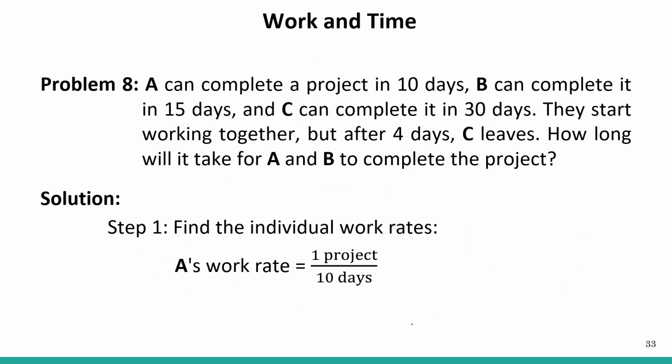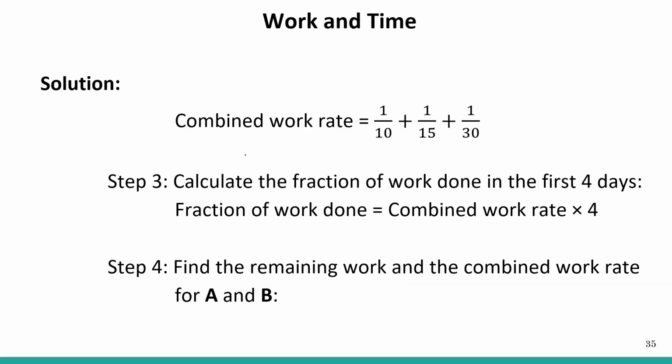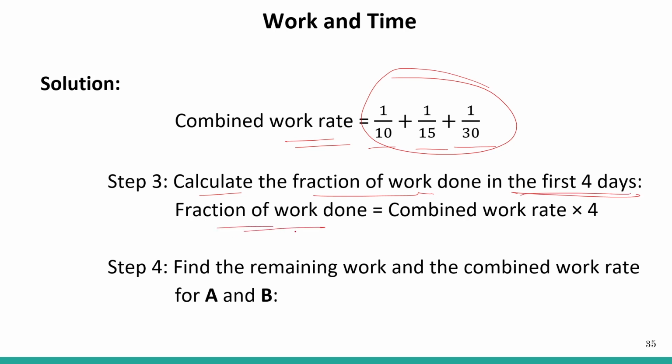So let's see the step by step solution. In step 1, we found the individual work rates: A's work rate is 1 by 10, B's work rate is 1 by 15, and C's work rate is 1 by 30. So the combined work rate will be 1 by 10 plus 1 by 15 plus 1 by 30, right? Then we calculate the fraction of work done in the first 4 days: the combined work rate into 4.